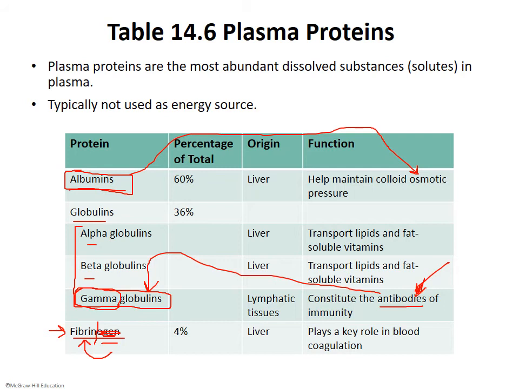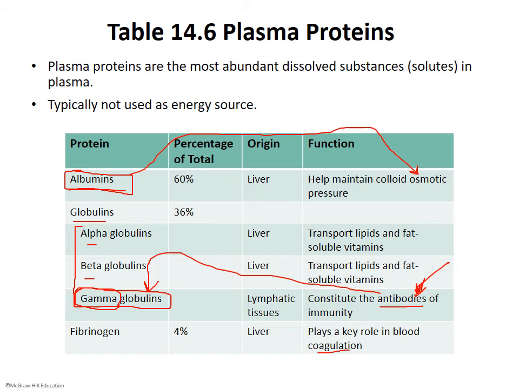And later on in this video, we're going to look and see how fibrin helps stop bleeding. And that's a big part of it. It says here it plays a role in blood coagulation. So fibrinogen is a precursor to fibrin.